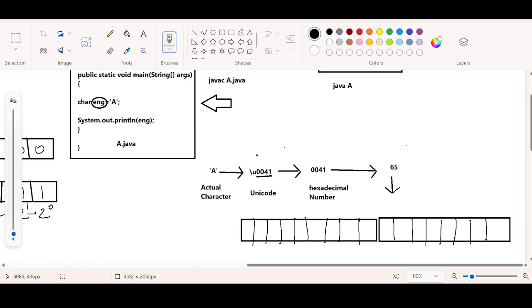Can anyone help me with the answer if you have? Or else let me do it.